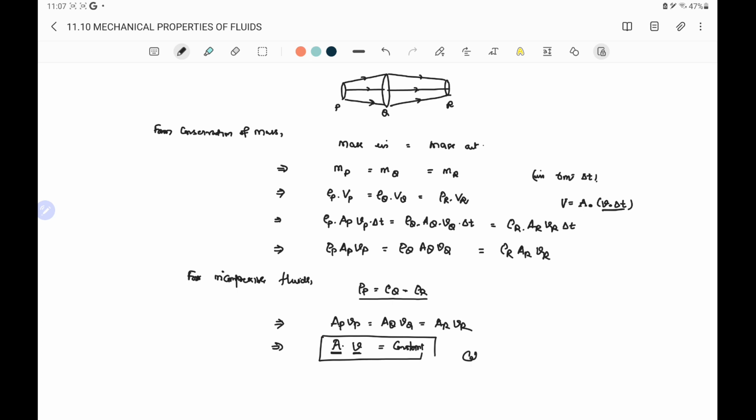This is called the equation of continuity, and it is applicable for the fluid which is incompressible, and it is a statement of the conservation of mass. This AV is called volume flux, or flow rate. Flow rate means amount of fluid, that is volume of fluid flowing in 1 second.